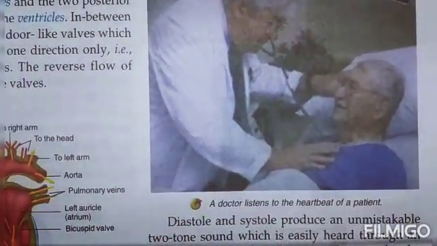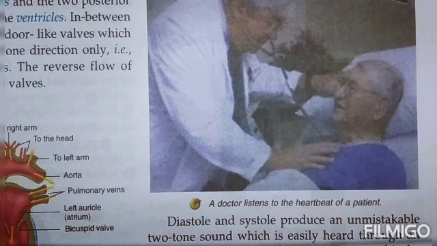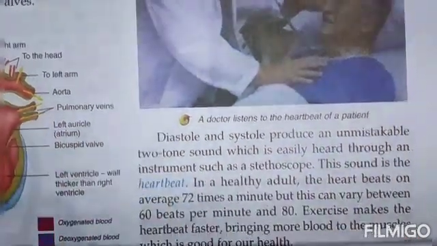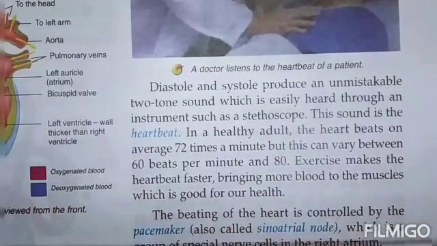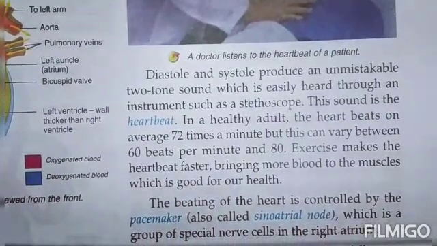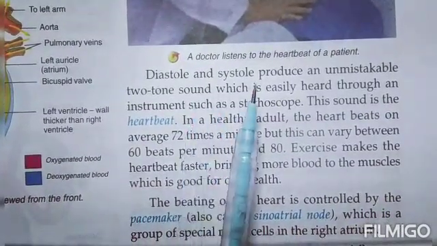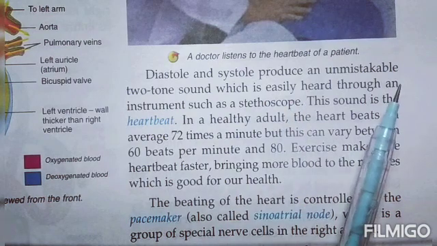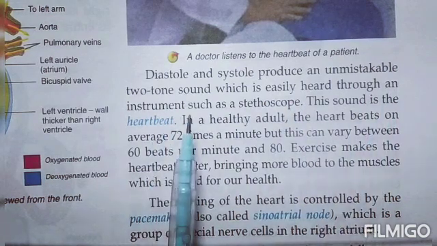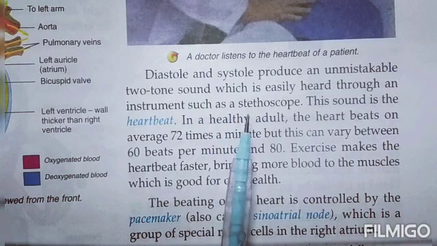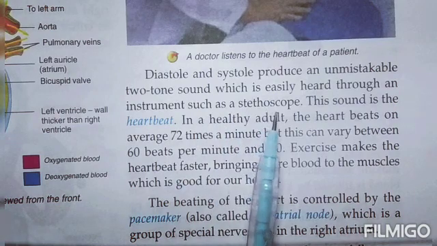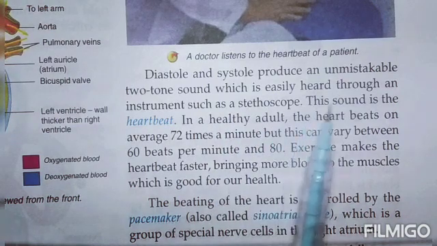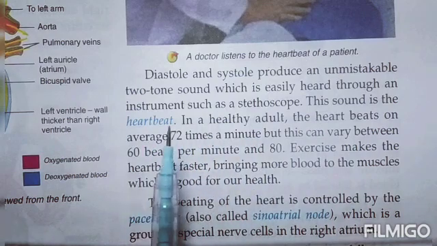Now see, a doctor trying to listen to the heartbeat of a patient. Diastole and systole produce an unmistakable 2-tone sound which is easily heard through an instrument. Now there's an instrument that is used by the doctors which they call the stethoscope, and this stethoscope, children, is used for hearing the heartbeat.